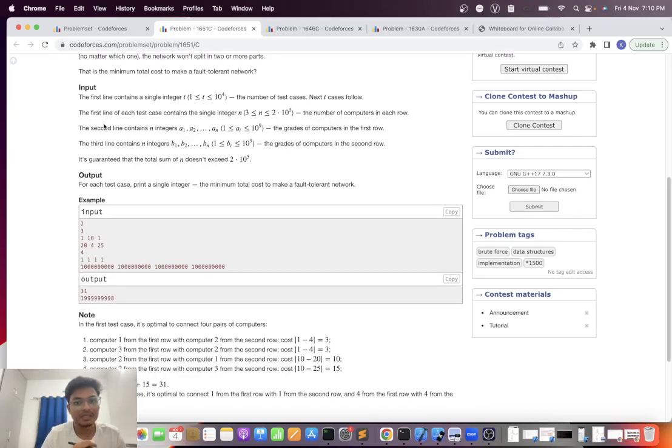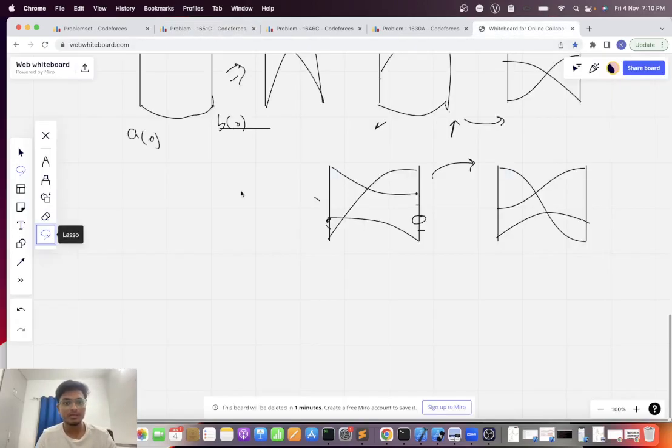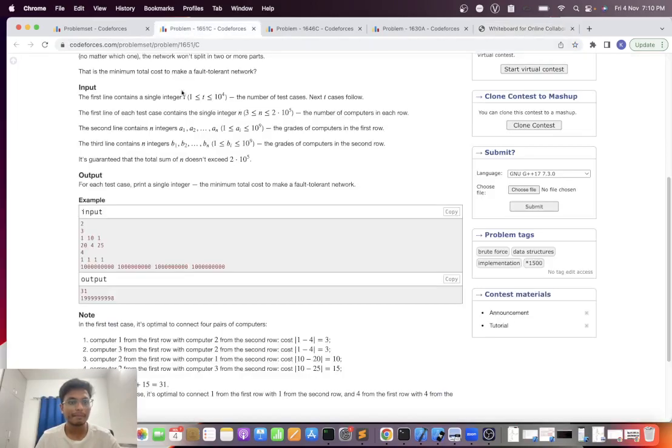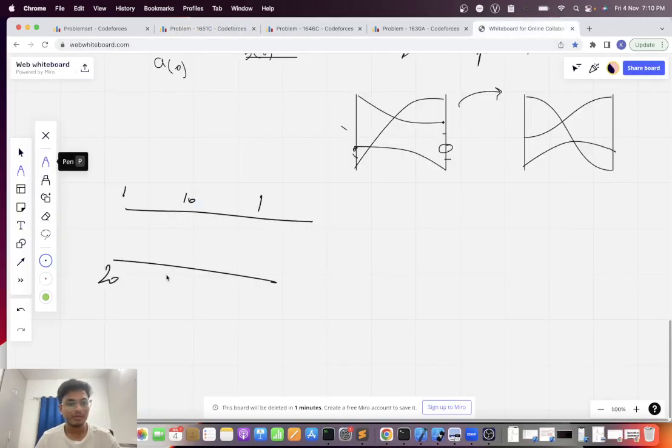A1, A2, and the grades of computer in the first row. Okay, these are 110.1 and another is 24.25. Okay, so this is connected to its minimum value, this is connected to its minimum value. Oh yeah, I missed this case on one.